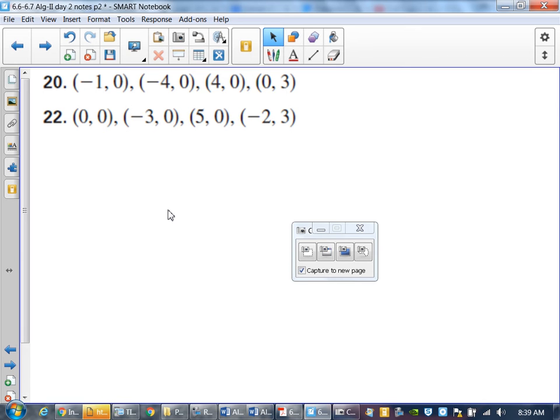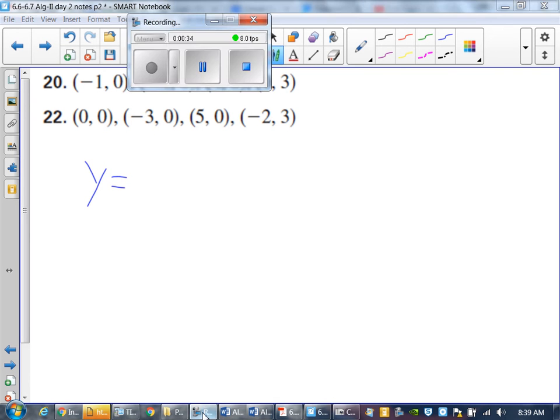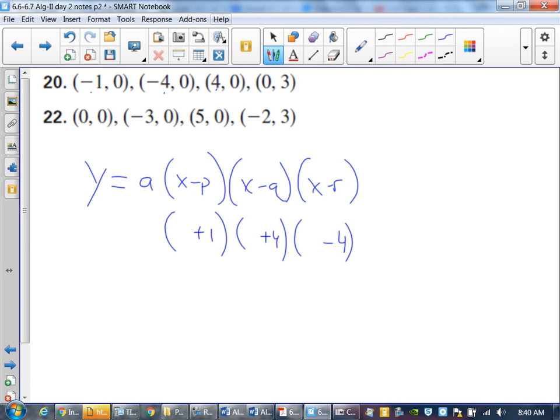Okay? So if I look at number 20, what I'm trying to do is fit them into this format of y equals a(x minus p)(x minus q)(x minus r), where p, q, and r are the zeros that are given to us. The x and the y values are just the extra point. So here we have zeros at -1, -4, and 4. So I have my factors be x plus 1, x plus 4, and x minus 4. All I'm doing here is saving a step by not filling in x's and y's yet.